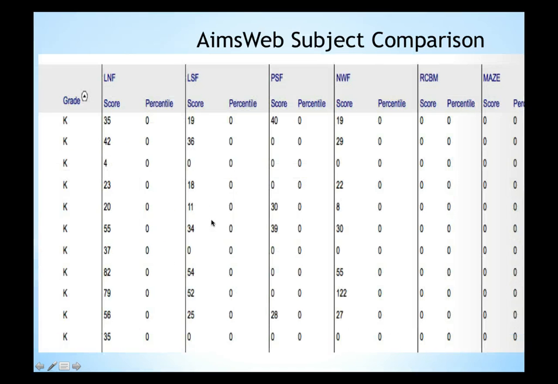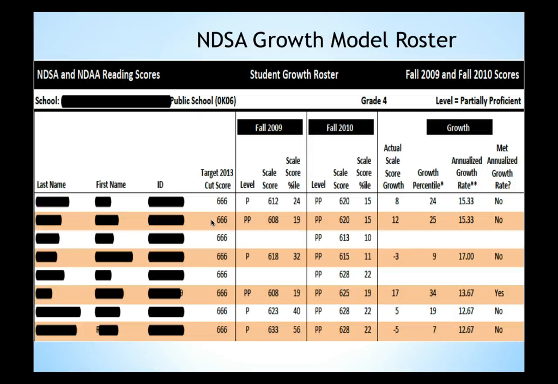Let's go back to our reports page. And this time, let's look at the NDSA growth model roster. This provides one page of information for each of your grade levels, and it gives you information about the proficiency levels, the students, and it will also tell you the past history. This current report has fall of 09, fall of 10. In just a week or so, we'll have the updated growth model rosters inputted into the system, and we'll have the 11 and 12. So there should be 4 columns of data helping you look at the trend of students over time.